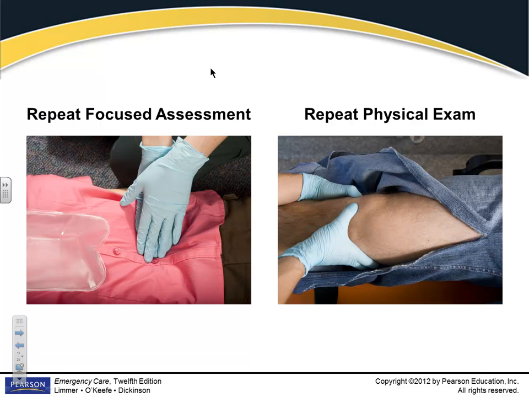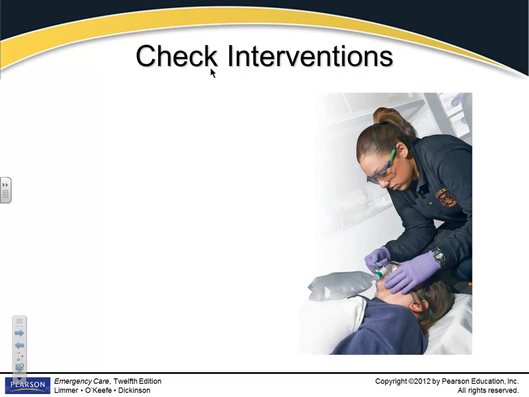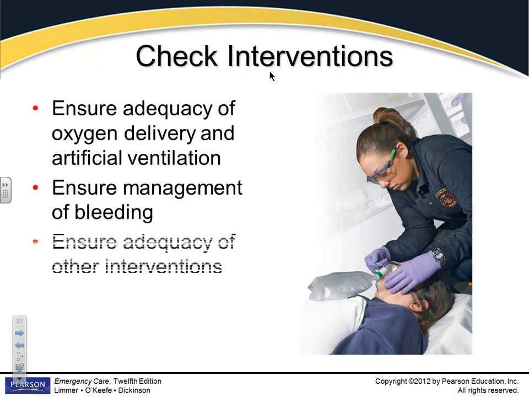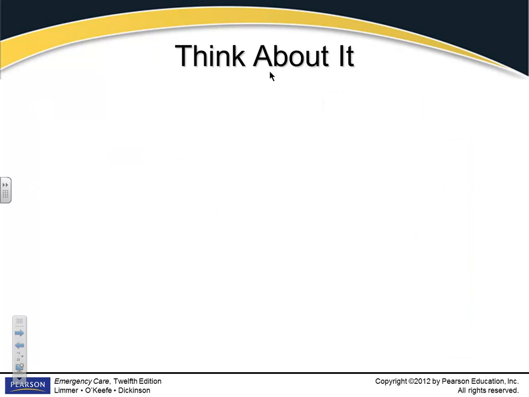We mentioned repeat your focused exam and your physical exam. So the focused exam is going to be on a patient that just has an isolated problem. Repeat physical exam is going to be the patient that you're doing a full body assessment on, right? Okay. Mention interventions, oxygen, check for bleeding. If you put a splint on a patient, you want to make sure you haven't cut off the blood flow there. Like if it's swollen, you want to make sure you can loosen that. And then anything else that you're doing.